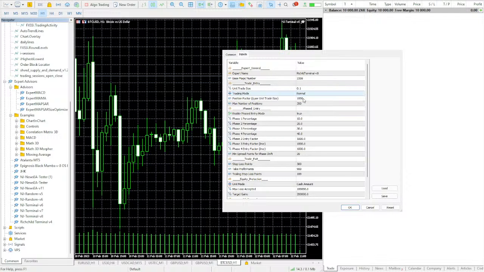So if this was in normal mode, it's not going to open ten 0.1 trades, but rather it's going to add up all the lots and just open one big lot size.